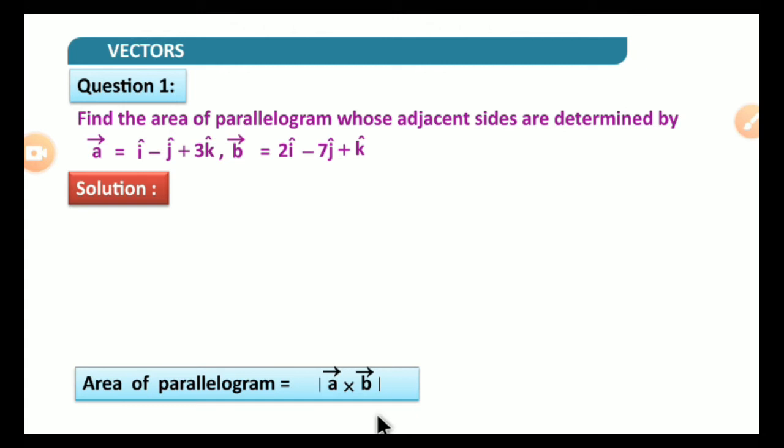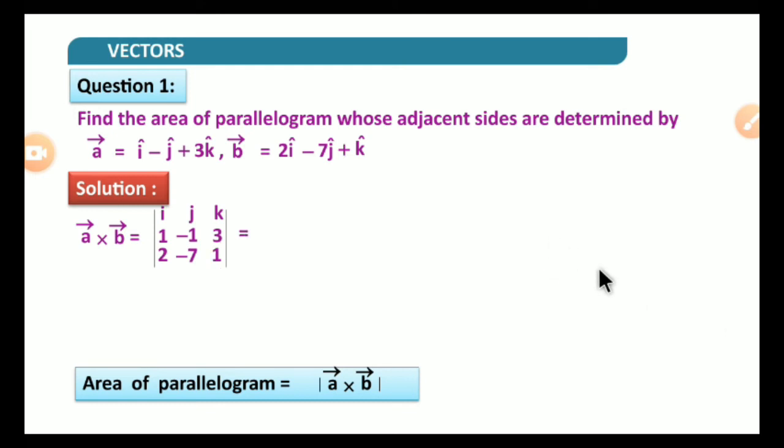So, the area of the parallelogram is what here? That is magnitude of A cross B. Therefore, here we have to find A cross B first. So, A cross B is equal to, again we take the determinant: in the first row i j k, in the second row 1 minus 1 3, and in the third row 2 minus 7 1.